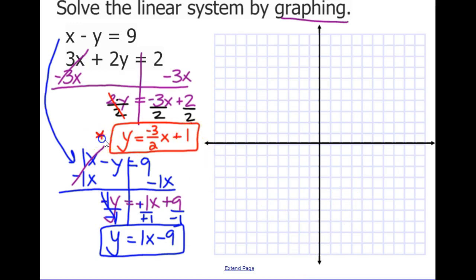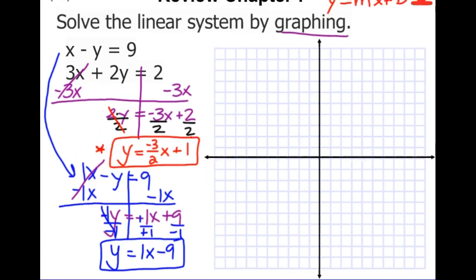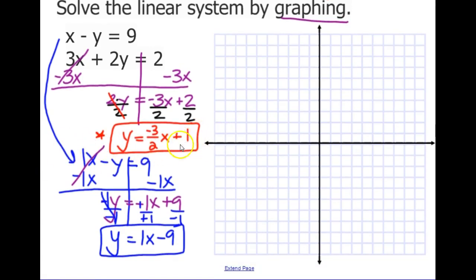So I'm going to start by graphing this one. It's in the form y equals mx plus b, so I'm going to begin at positive 1 on my y-axis. And my slope is negative 3 over 2, meaning we're going down 3 and 2 to the right. Or up 3, 2 to the left. And draw your line through. So there's our first line.